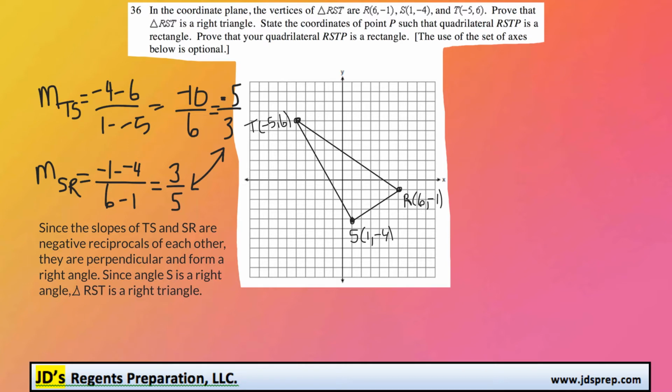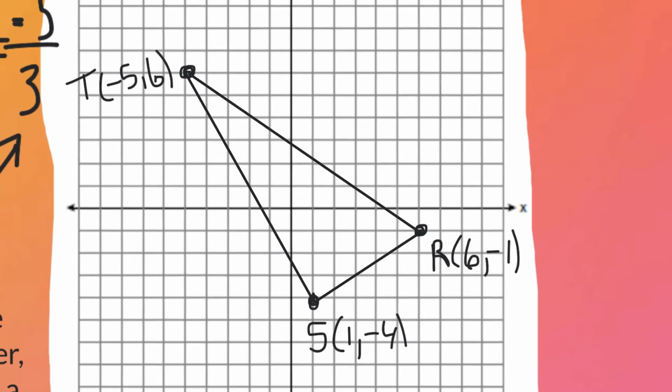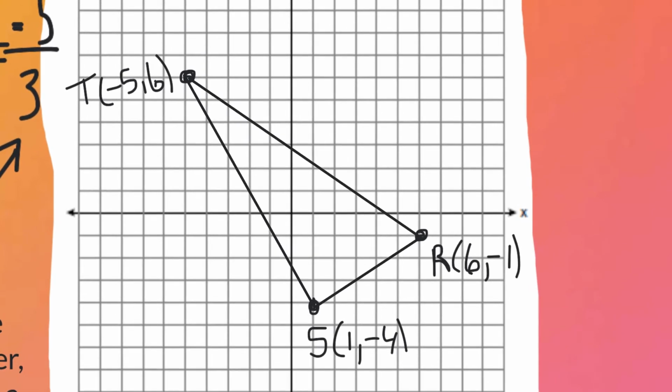Now, moving on to part 2 of this question, it says to state the coordinates of point P such that quadrilateral RSTP is a rectangle. In order to do this, let's just zoom in here. It's not too bad. All we need to do is realize that the slope from S to R and T to the point P that we're trying to find are going to be the same. Because if you want this to be a rectangle, the line from S to R and T to P must have the same slope.